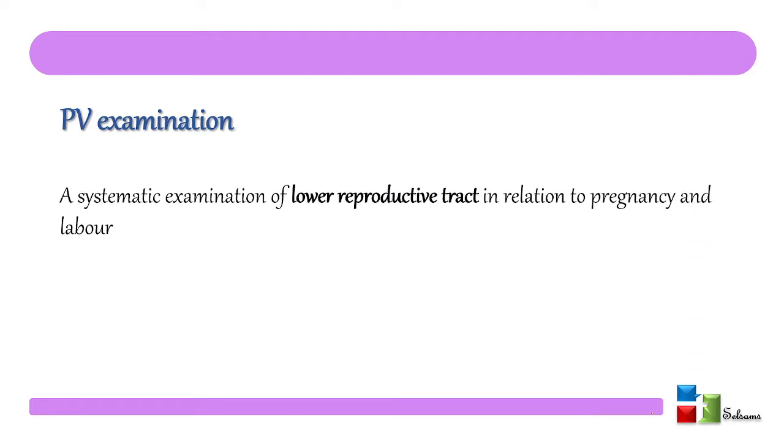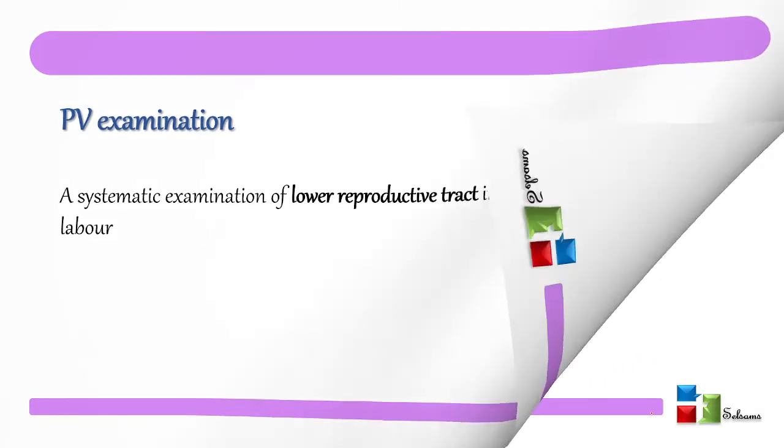Per vaginal examination is a systematic examination of the lower reproductive tract. So that indicates cervix as well as vagina and the lower uterine part as well as the pelvic bone part too in relation to the pregnancy and labor.